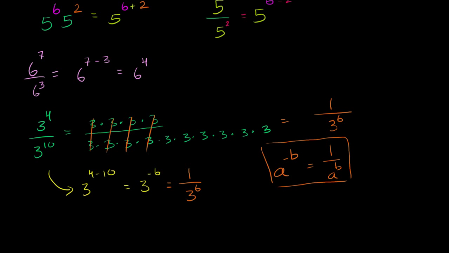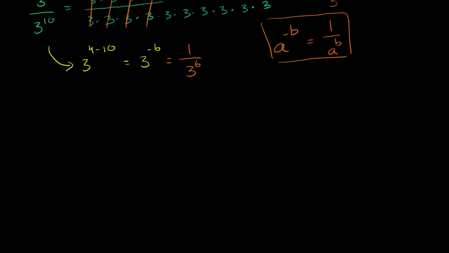And earlier in this video, we saw that if I have a to the b over a to the c, this is equal to a to the b minus c. That's the other property we've been using. Now, using what we've just learned and what we learned in the last video, let's do some more complicated problems.